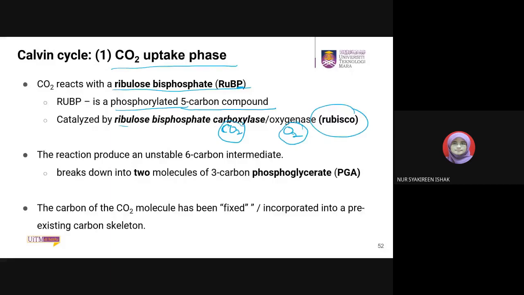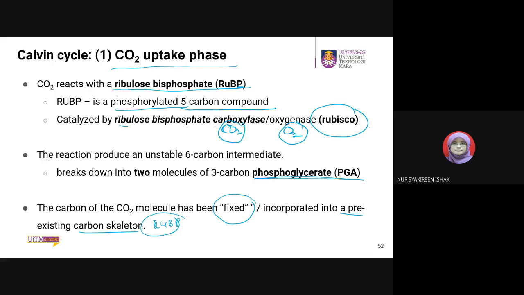So the reaction produces an unstable 6-carbon intermediate that breaks down into 2 molecules of 3-carbon, which is phosphoglycerate or PGA. Okay, so the carbon of carbon dioxide has been fixed or incorporated into a pre-existing carbon skeleton. Pre-existing carbon skeleton yang RuBP tadi lah. Okay, fixed. So that's why it is also known as carbon fixation. Carbon is incorporated to another organic molecule.